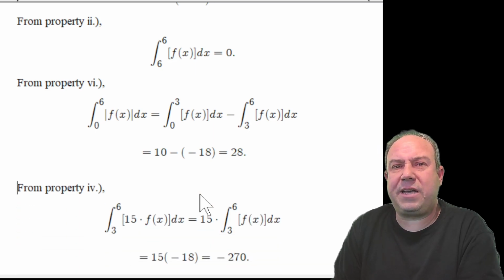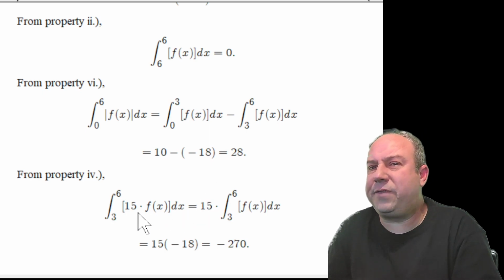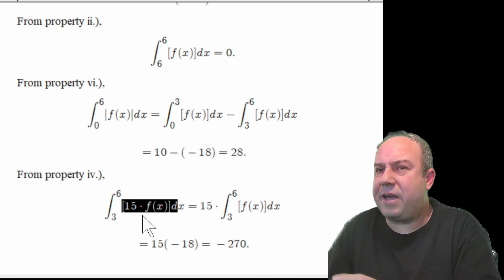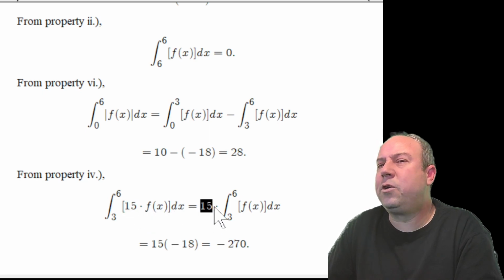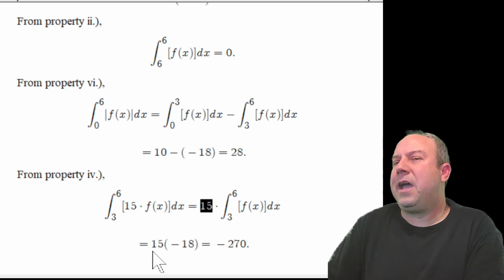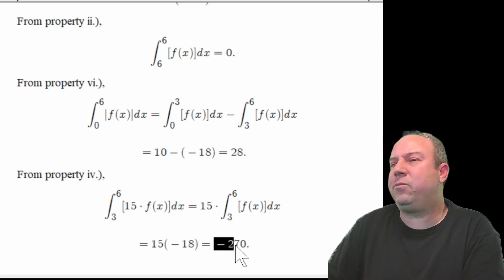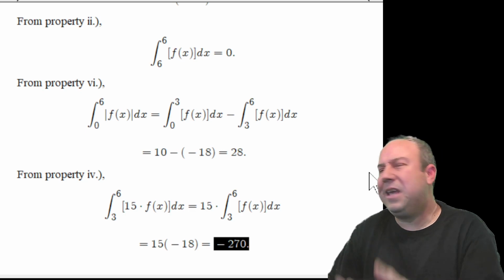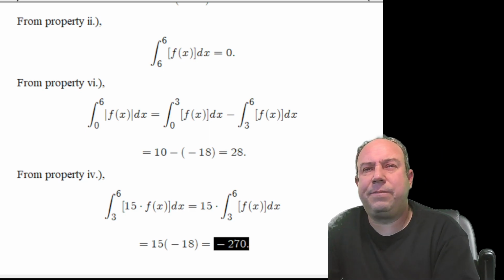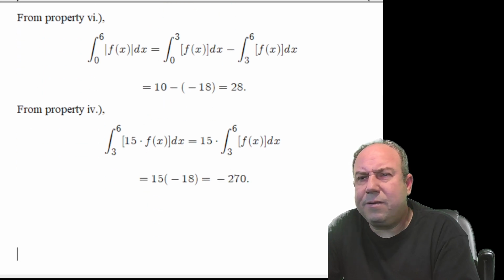Property 4 says, if you took 15 times the definite integral from 3 to 6, right? If that 15 was on the inside times f of x, you could move it to the outside. And you'd have 15 times negative 18, which would yield negative 270 in that result. Again, that's property 4 in action. Do I have any others here? I think I have one more.